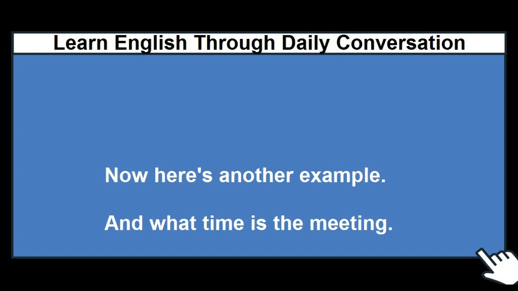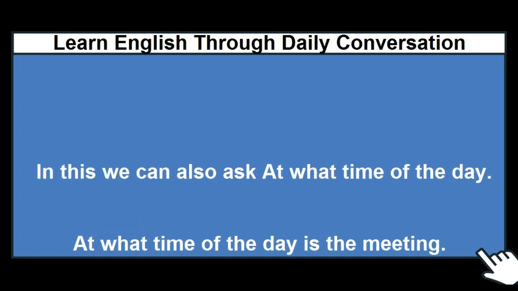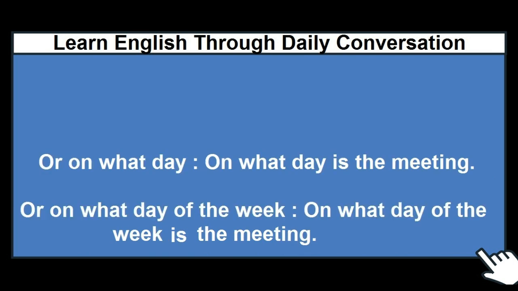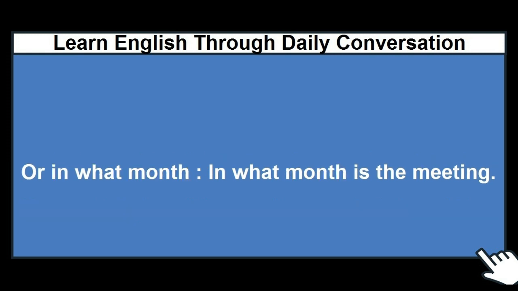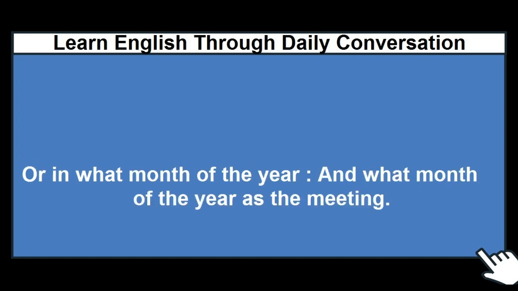Now here's another example. At what time is the meeting? In this, we can also ask at what time of the day. At what time of the day is the meeting? Or on what day? On what day is the meeting? Or on what day of the week? On what day of the week is the meeting? Or in what month? In what month is the meeting? Or in what month of the year? In what month of the year is the meeting?